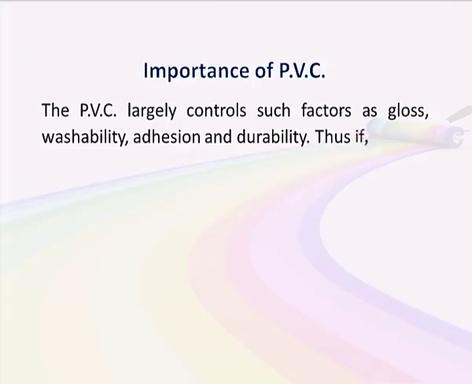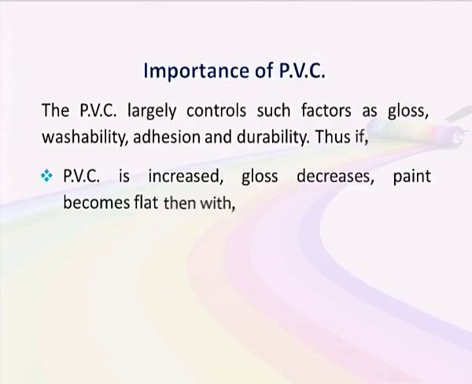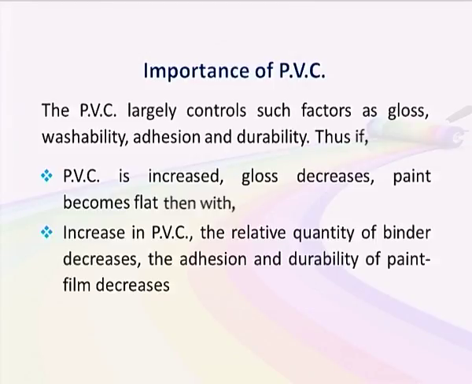Now we will learn about the importance of PVC. PVC largely controls factors such as gloss, washability, adhesion and durability of a paint. Thus, if PVC is increased, gloss will be decreased. Therefore, paint will become flat. With an increase in PVC, the relative quantity of binder will be decreased. Therefore, adhesive power and durability of a paint film will also be decreased.